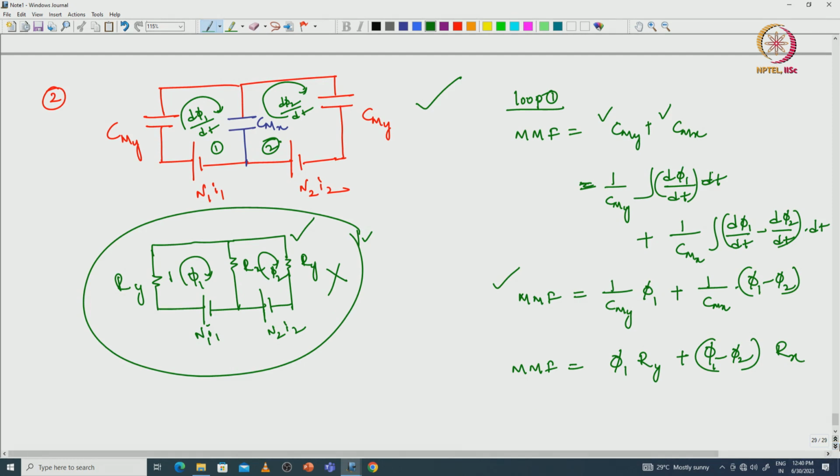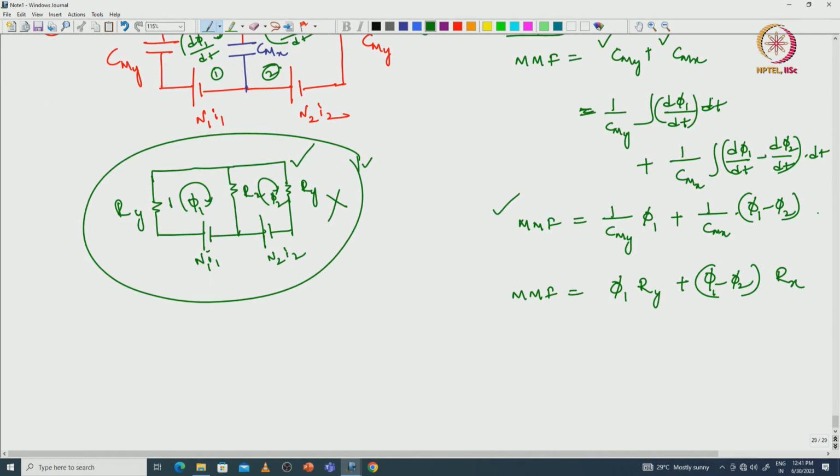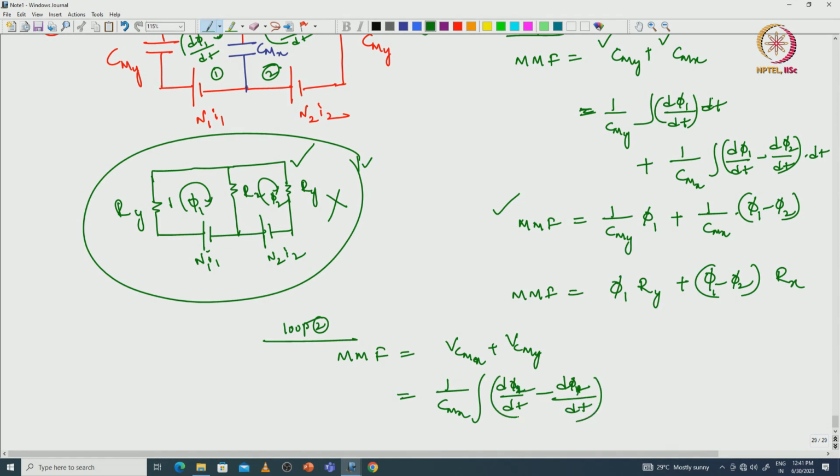Next, KVL with respect to loop 2, if we apply it in this loop. For loop 2, MMF is equal to VCMX plus VCMY. Here, 1 by CMX integral of d phi 1 by dt minus d phi 2 by dt should come, d phi 1 by dt, plus 1 by CMY integral of d phi 2 by dt into dt.